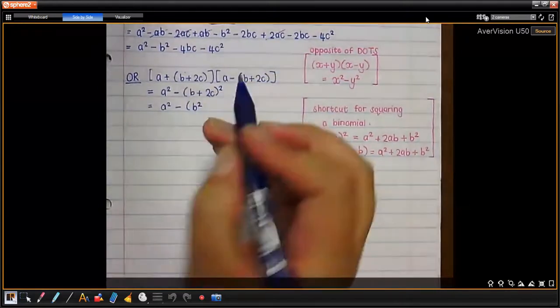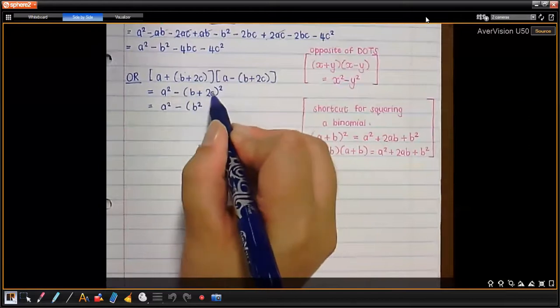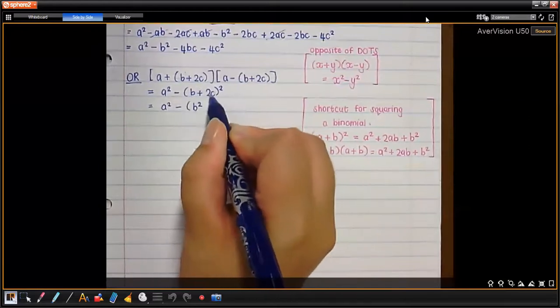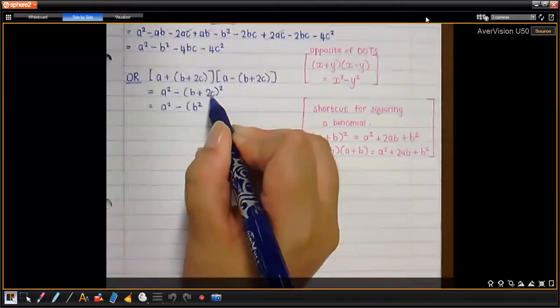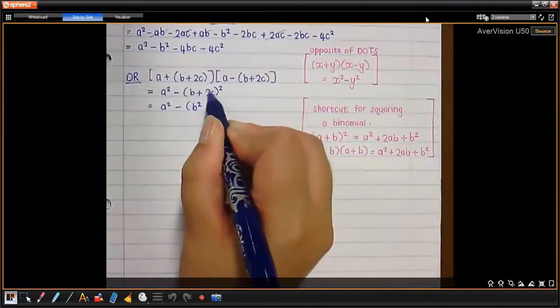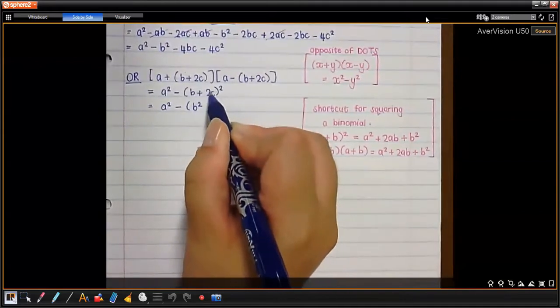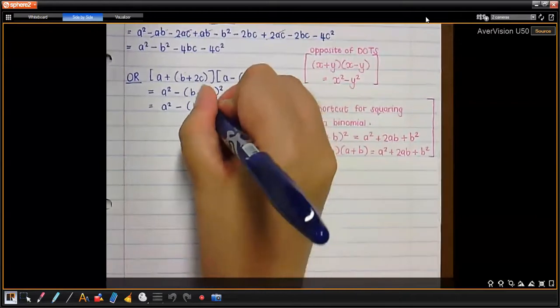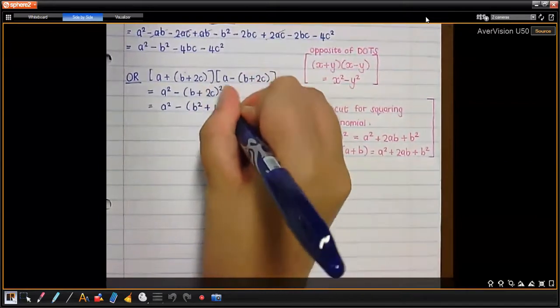For my middle term, I'm going to multiply these 2 terms together. So what is b times 2c? 2bc. And it's positive, right? Because both of these are positive. Now what is 2bc times 2? 4bc. There you have your middle term.